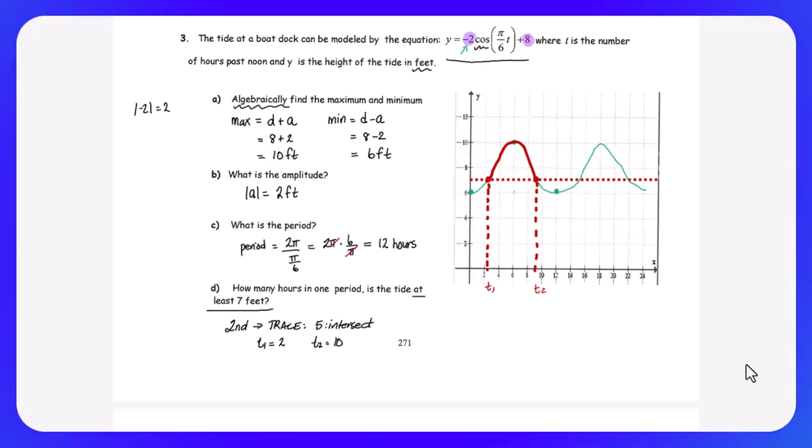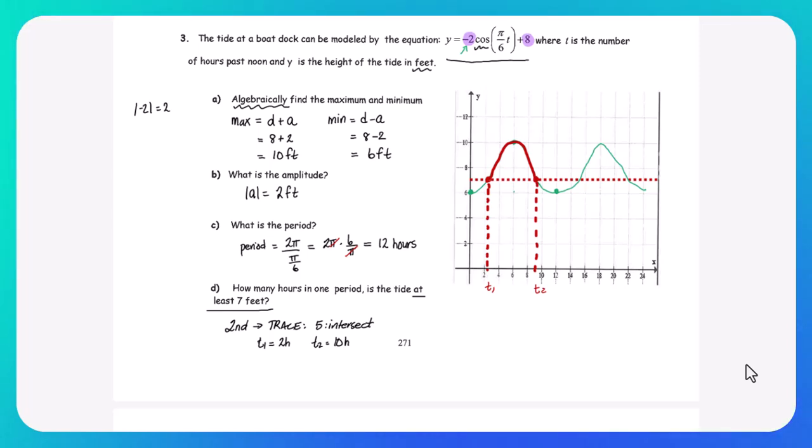So what is the difference between these two times? Because this is hours, so that's at the second hour, and at the 10th hour. Our graph was a little off, you can tell that we were a little bit off there. That's okay, it's an estimate. And so to find the time above or greater than or equal to 7, we're going to say 10 hours minus 2 hours is 8 hours.